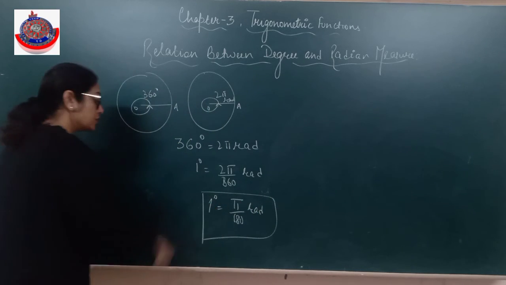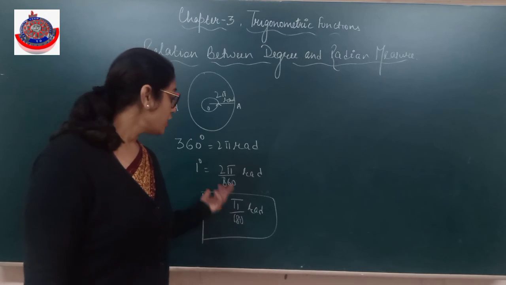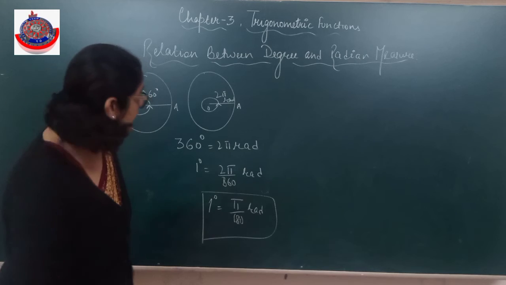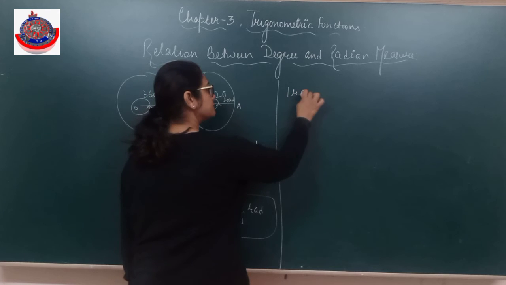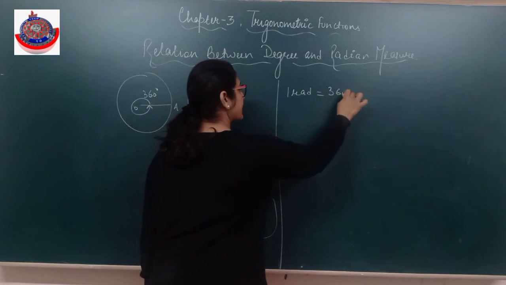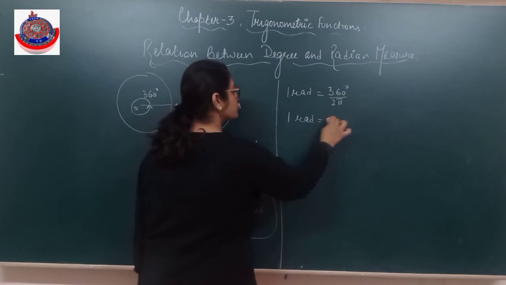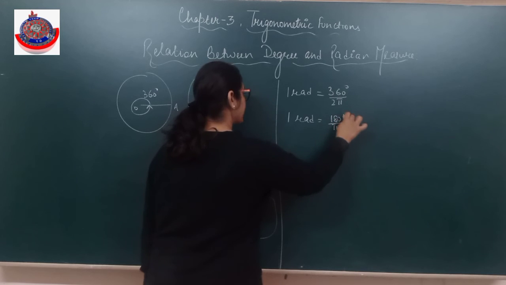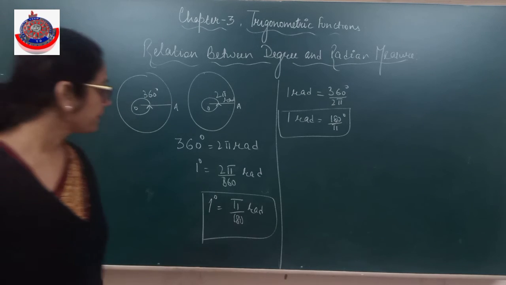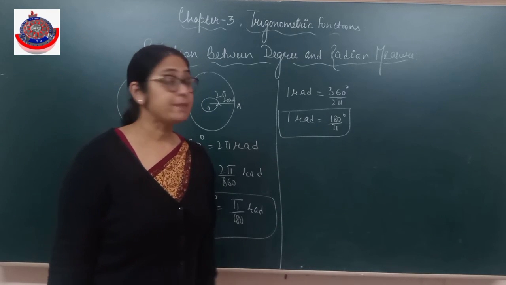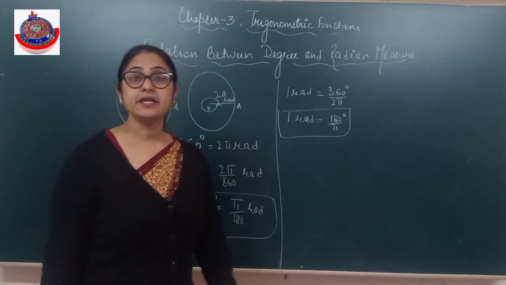That means if I need to convert a degree into radian, 1 degree is pi by 180 radian, so I'll multiply it by pi by 180. The same way, if I talk about 1 radian from here, that is 360 by 2 pi. It means 1 radian is equal to 180 by pi degrees. Is this clear? So 1 radian is equal to 180 by pi. That means if I have to convert an angle from radian to degree, I will multiply by 180 by pi.